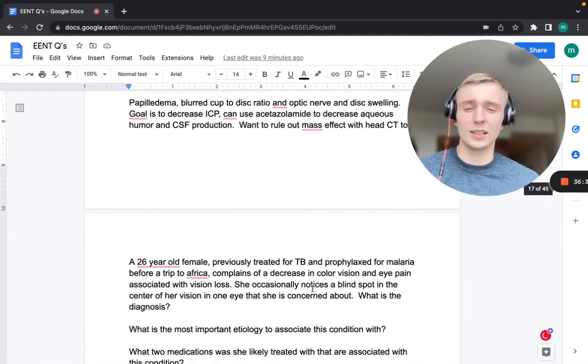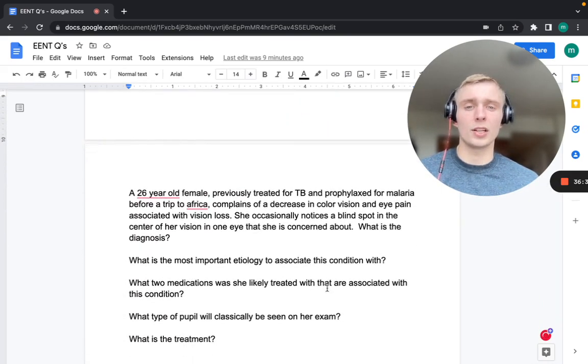Next one is a 26-year-old female, previously treated for TB and prophylaxed for malaria before a trip to Africa. So 2 risk factors here. She's 26 years old, just had TB treatment, and was also prophylaxed for malaria for a trip to Africa. She complains of a decrease in color vision and eye pain associated with vision loss. She occasionally notes a blind spot in the center of her vision in one eye that she is concerned about.